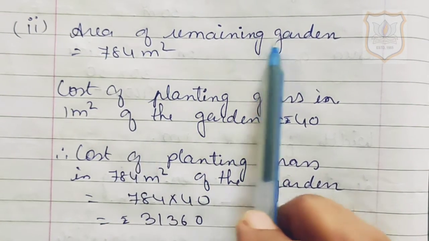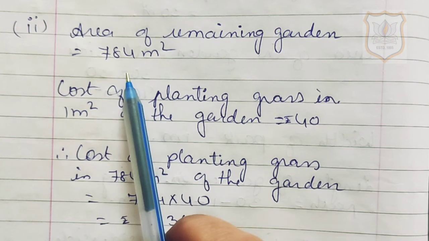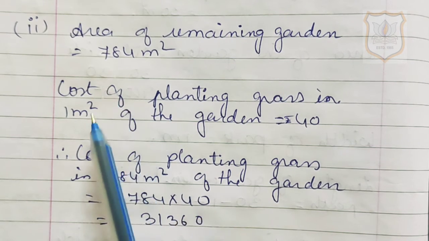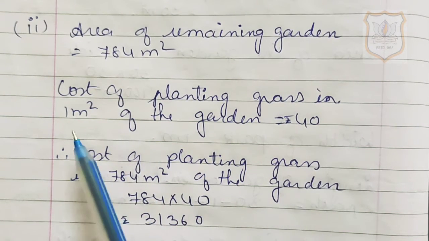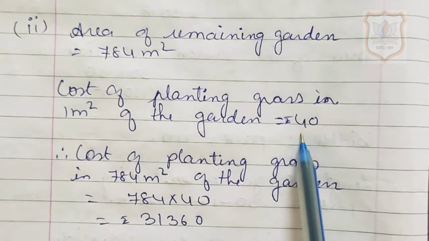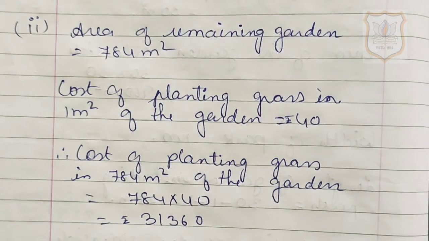So the area of the remaining garden was 784 meter square, which we calculated earlier, and cost of planting the grass in 1 meter square of the garden is rupees 40. It's given in the question.